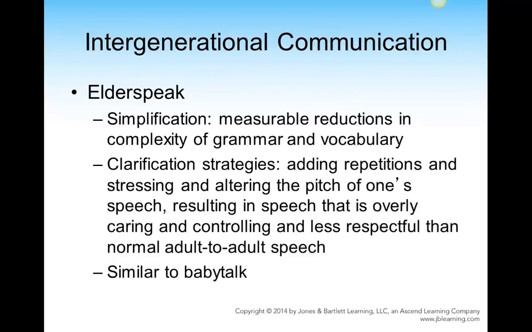There is a term called elder speak, and we really need to keep it simple, or the KISS methodology. It is all about respect. We need to simplify or reduce some of the complexities of our grammar and vocabulary. And what do we mean by that?